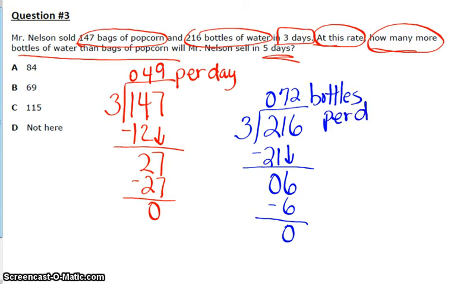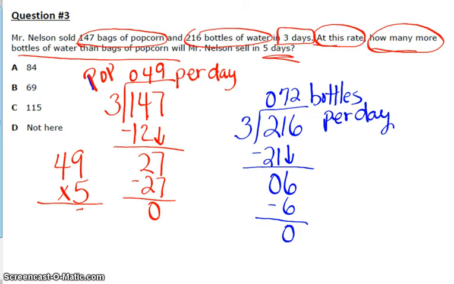Okay, so now you have the unit rate. So now what we have to find out is, at this rate, how many does he sell in the 5 days? So I'm going to start with the popcorn. This is my popcorn. 49 per day. So now I'm going to take 49 and multiply it by the 5 days. 9 times 5 is 45. Carry my 4. 5 times 4 is 20, plus 4 is 24. So he's going to sell 245 popcorns in 5 days.